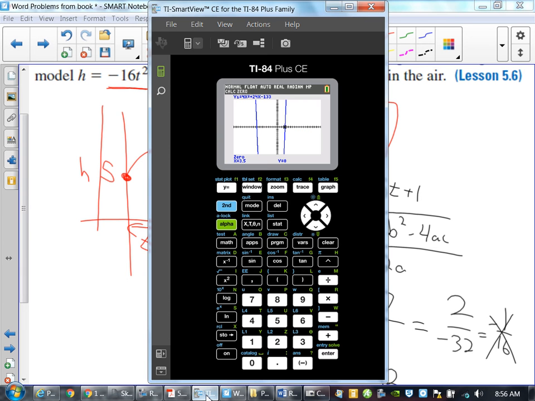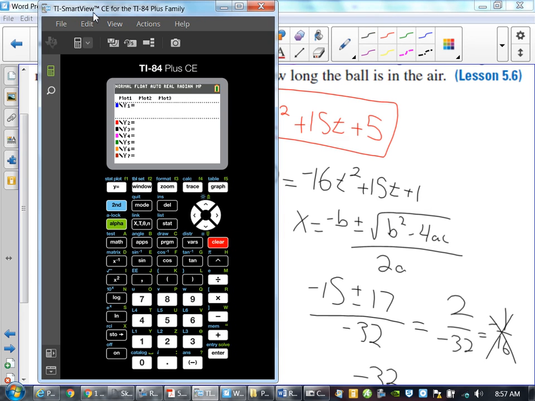All right, let's do this. Let's all take a second. Let's put the same problem in the calculator to make sure that we get how to set it up, okay? Excuse me. So, what do we have? Negative 16x squared plus 15x plus 1. And just go right to our graph.